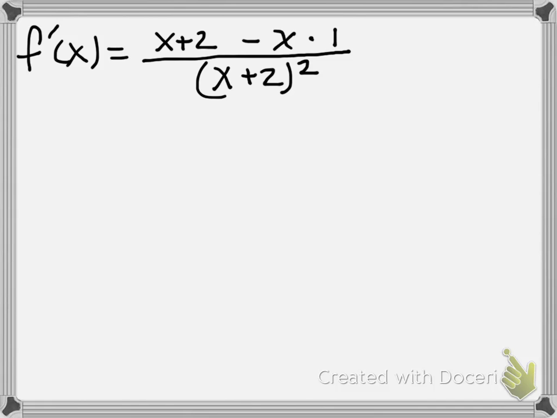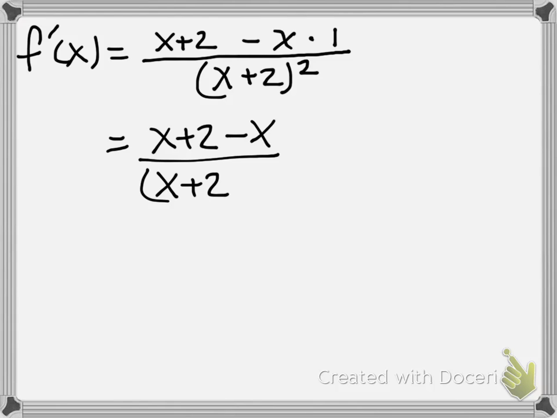Whenever we actually do everything to it, we'll have x plus 2 minus x over x plus 2 squared, and as you can see, we have a negative x and a positive x, so those are going to cancel, and we're going to be left with 2 over x plus 2 squared.